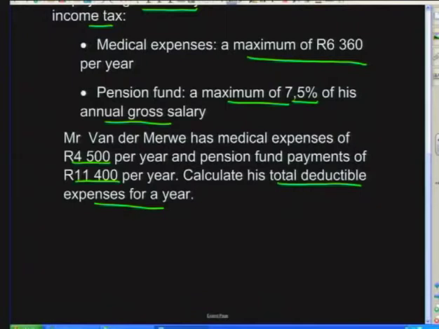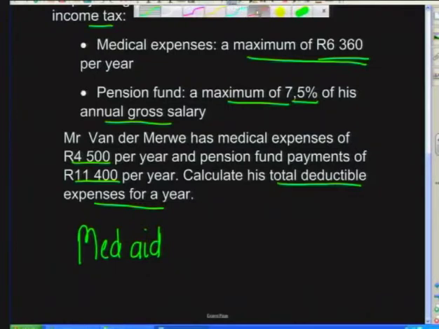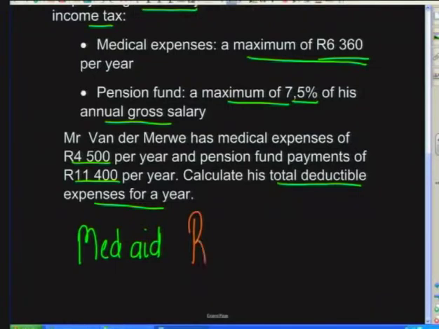So, first of all, we're going to do them in two steps. So the medical aid, the maximum he can deduct was that. He is paying 4,500 per year, so he can't deduct more than 4,500. So the medical aid is 4,500 rand. That is deductible.